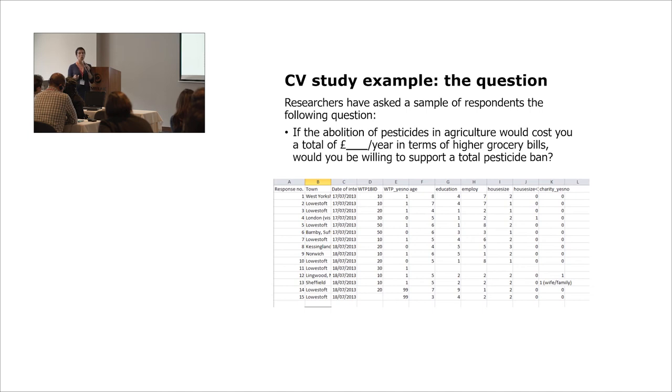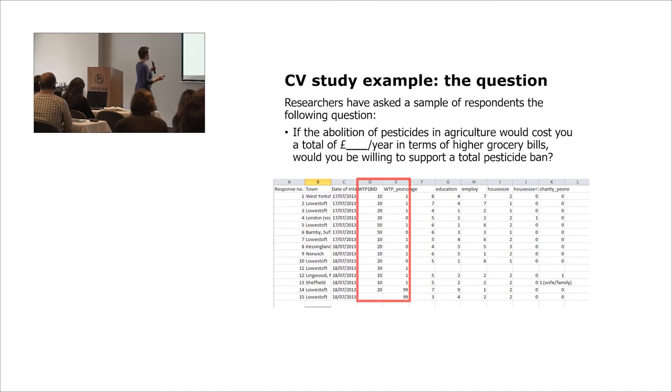Typical questions, how the data look like. This is coming from an example that I'm using with the students. We were talking about yesterday organic agriculture, so there is a ban on chemicals and pesticides. Are you willing to support an increase in the cost? So are you willing to pay for organic food, basically? If this costs, how much?